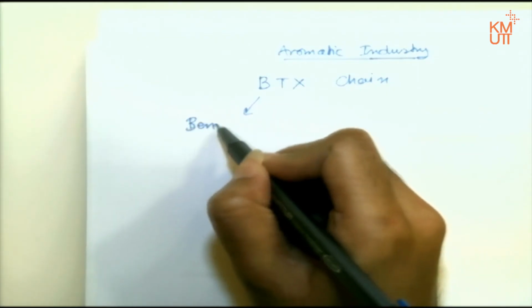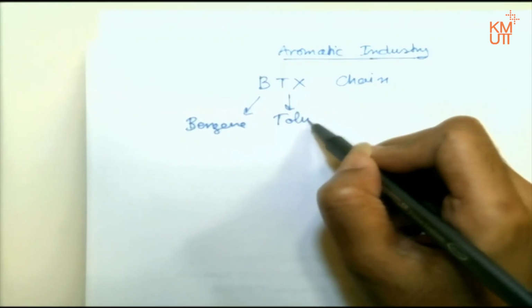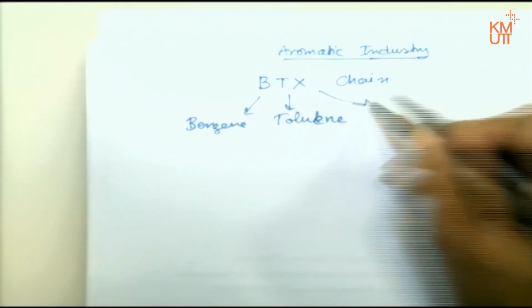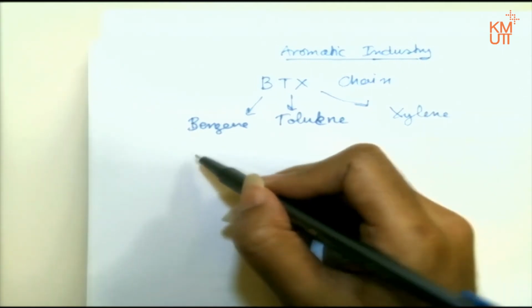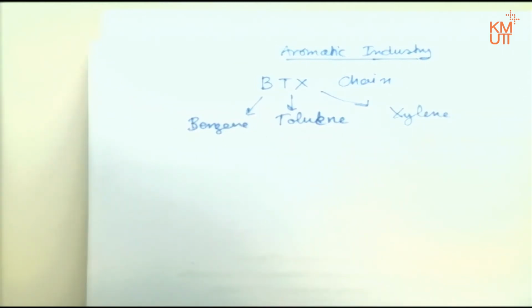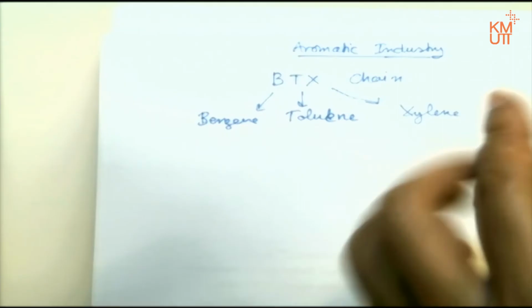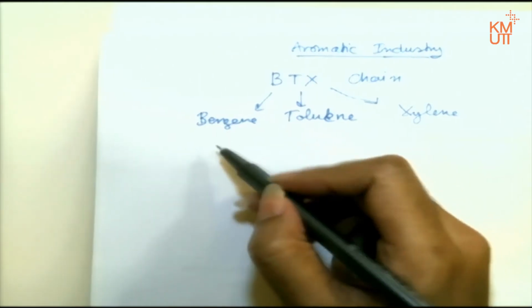B means benzene. T means toluene. X is xylene. In production, you can produce benzene, toluene, and xylene, and you can convert benzene, toluene, and xylene to other products. You have a long list of secondary products from the BTX chain.